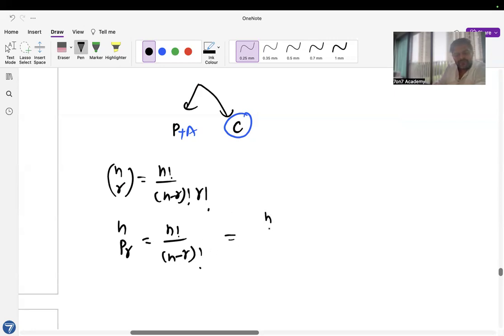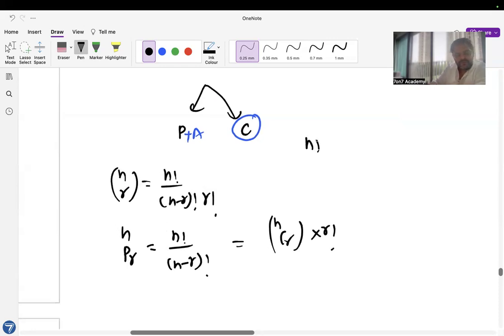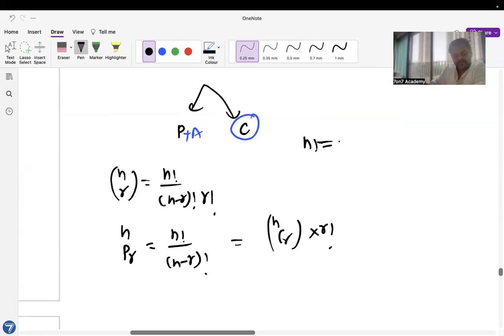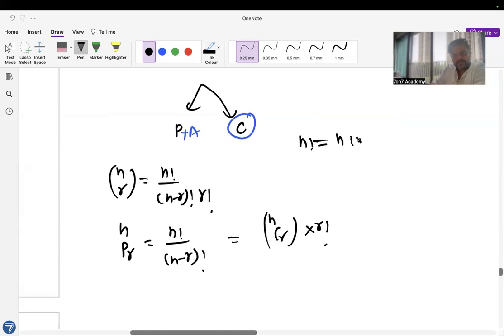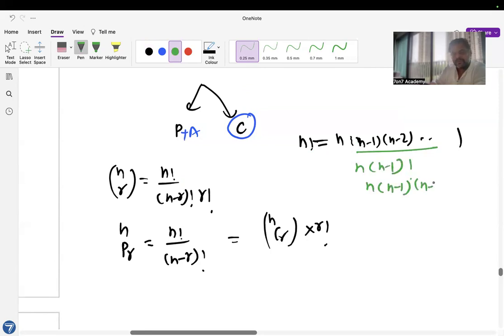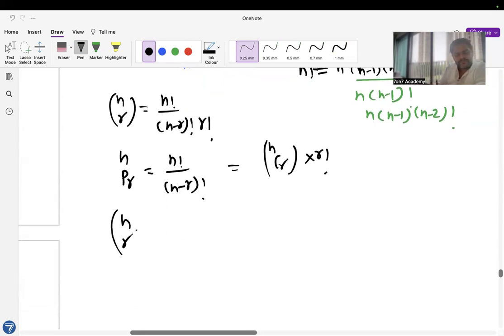So that is also NCR times r factorial. So n factorial is n, n minus 1, n minus 2 till 1. Okay, n factorial. So this is n into n minus 1 factorial. You can write n minus 1, n minus 2 factorial, depending on what you want to write, how much you have to calculate. So NCR properties were there.